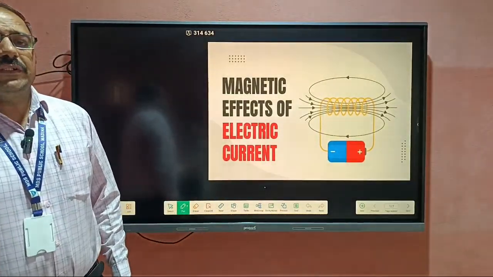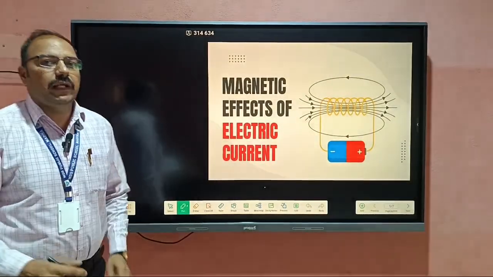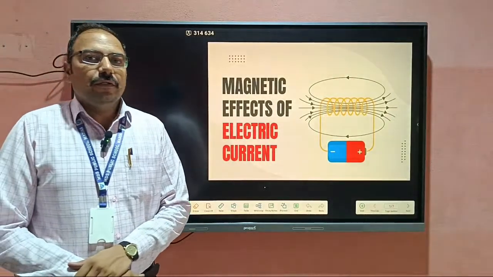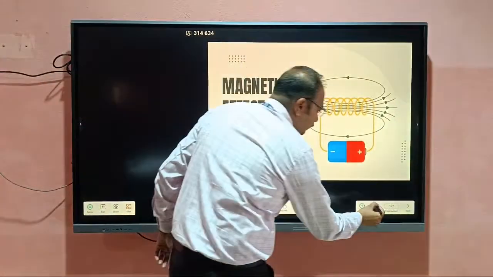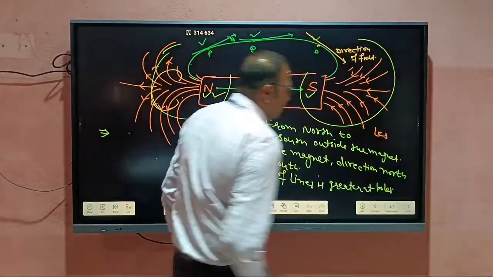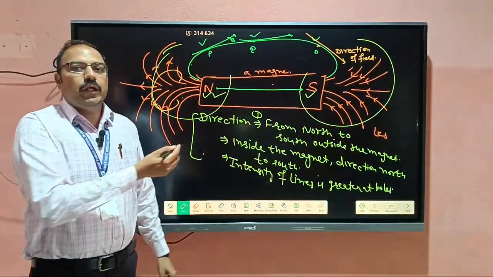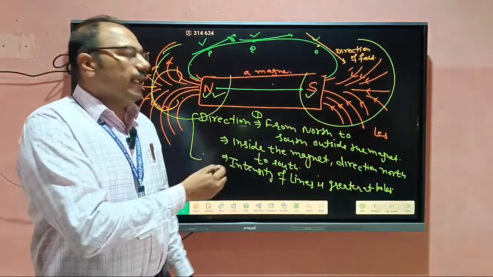So, today we study about the magnetic effect of the electric current. Some topics of this unit are left. In the previous lecture, we studied the magnet and the magnetic field due to a magnet and a solenoid.